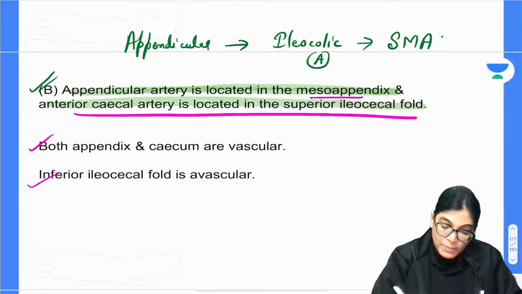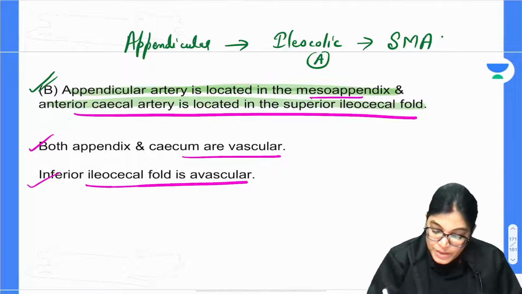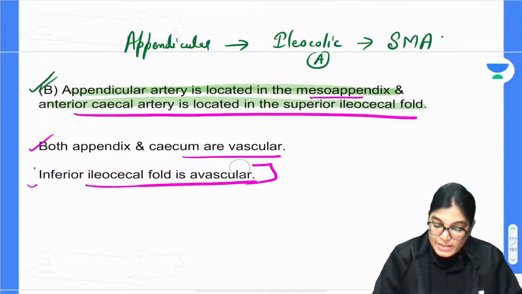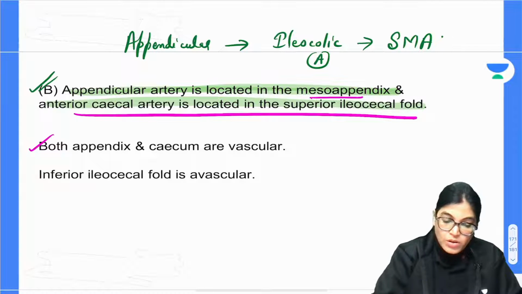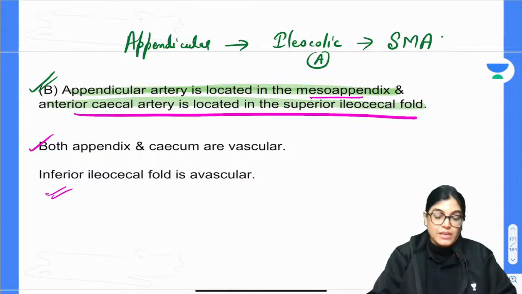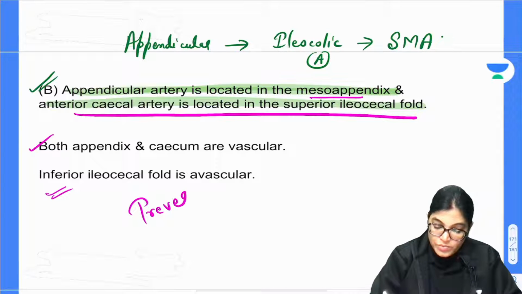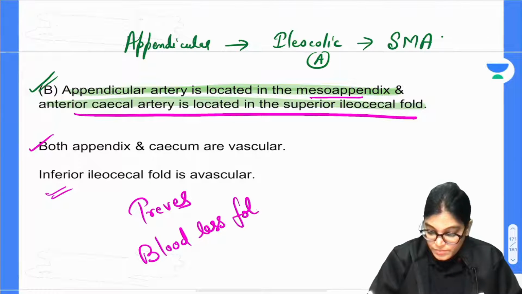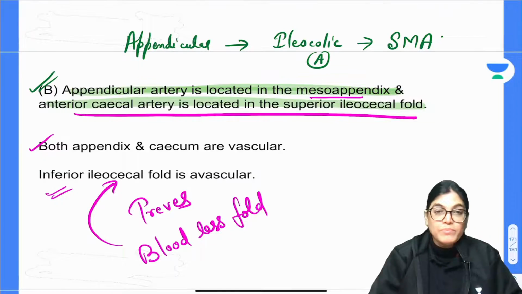So that means both the appendix and the cecum are vascular. The inferior ileocecal fold will be the correct answer, which is exactly the avascular structure. It is also called the bloodless fold of Treves, because it does not have any blood supply.